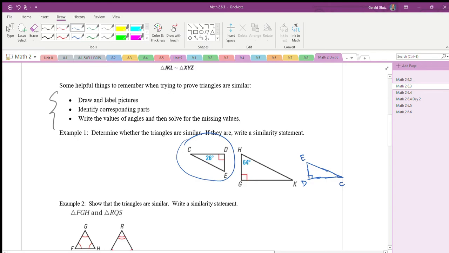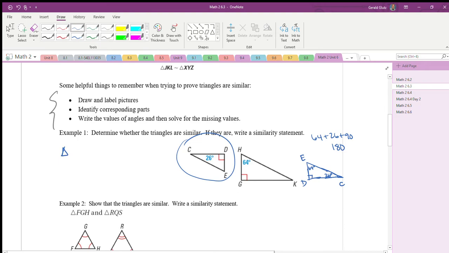So H is 64, so E should also be 64. C was 26, so C should also be 26. If you wanted to verify that that was correct, you could add up all three of these angles, so 64 plus 26 plus 90, and that would equal 180. A triangle should always have 180 degrees when you add up all three of the angles. So I know that this angle is 64, this angle is 90, this angle is 64, this one's 90. So we know that the two triangles are similar.